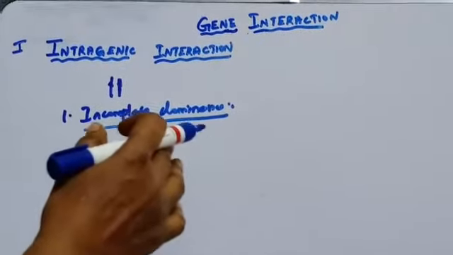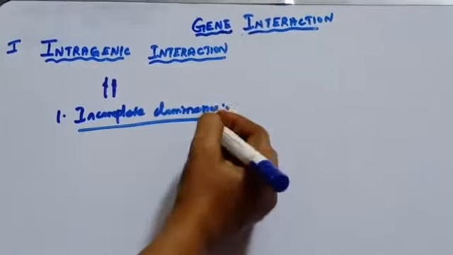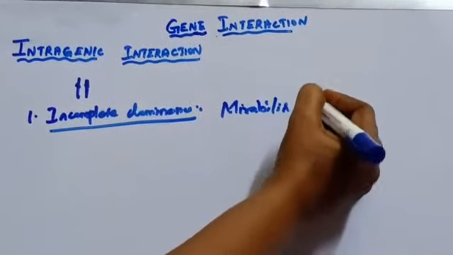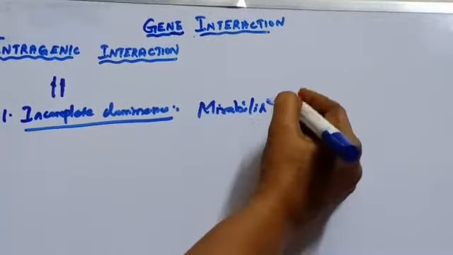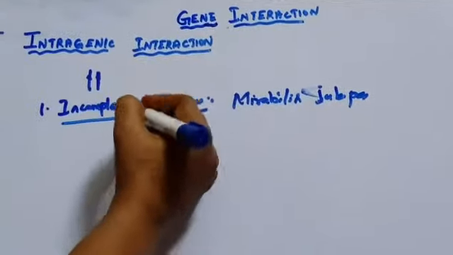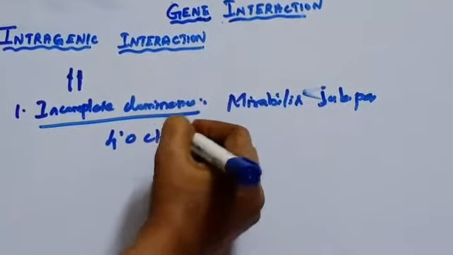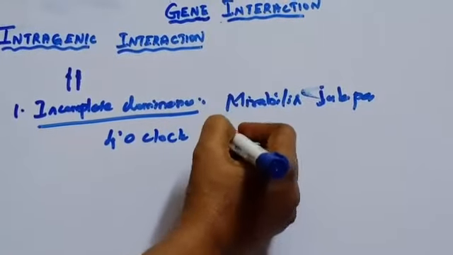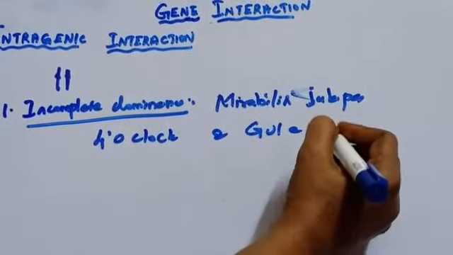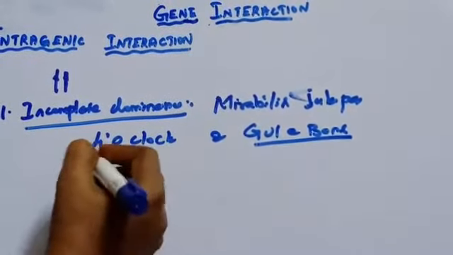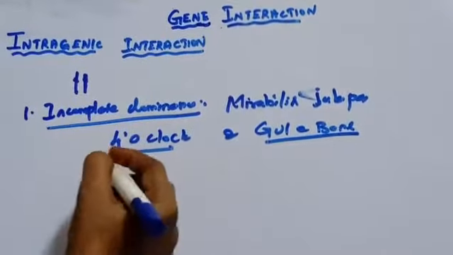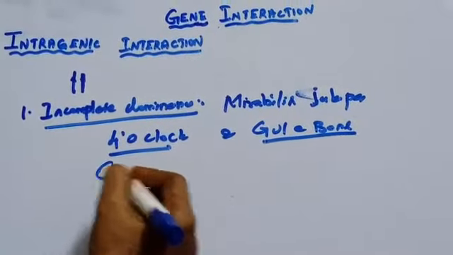We can take the example Mirabilis jalapa. It's otherwise called the 4 o'clock plant, and also otherwise called gull-e-bands. This experiment was conducted by Correns. And this incomplete dominance was first discovered by Correns.